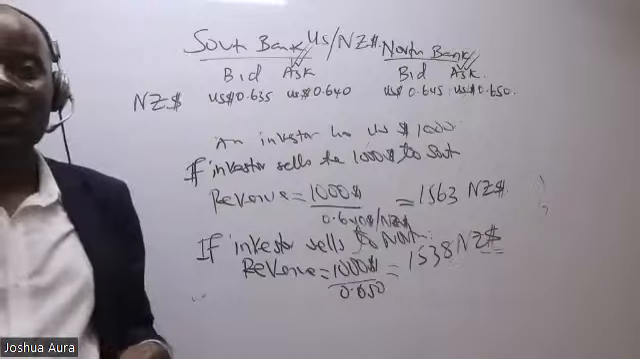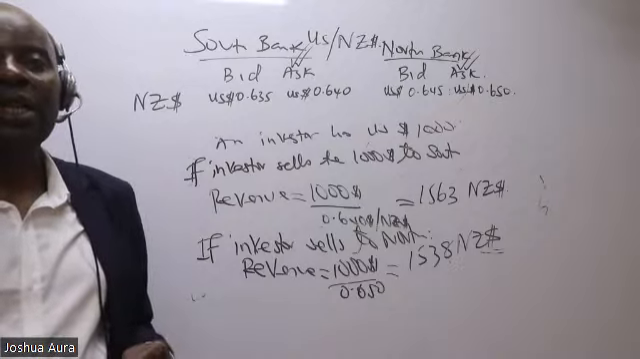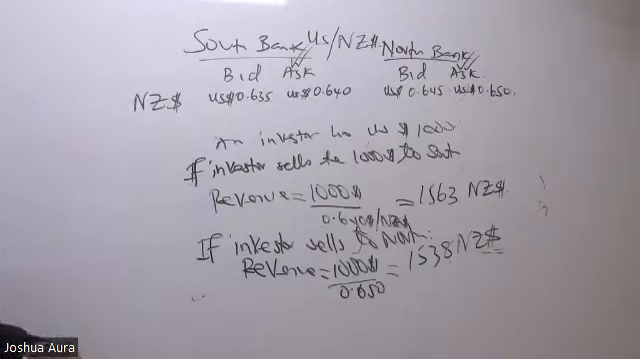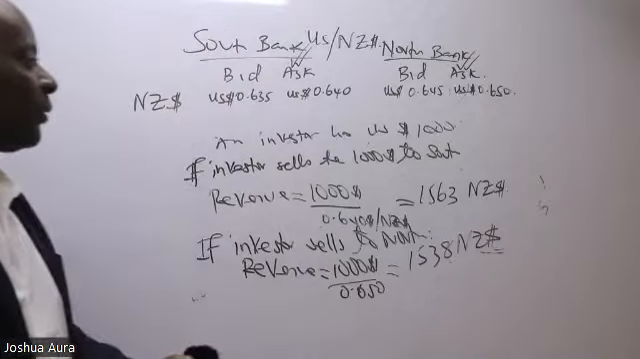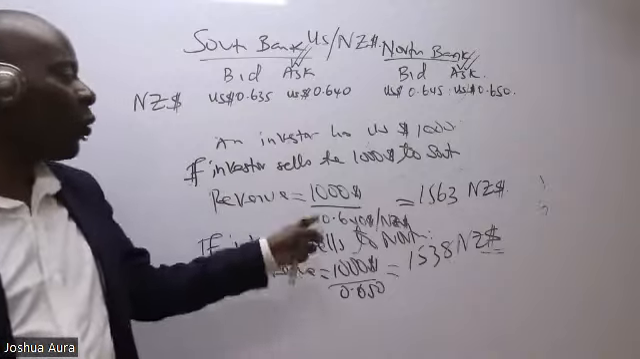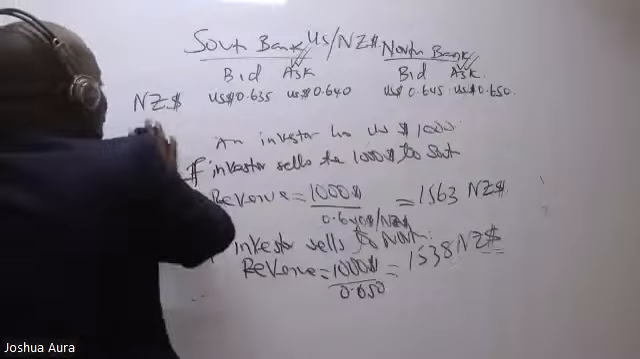So the conclusion there, we are saying that the investor will sell the $1,000 to the Southern Bank. Great. So in this case here, we are in agreement that if we sell to Southern Bank, we are going to get 1563 New Zealand dollars. Thank you so much. So I'll come and wrap this.